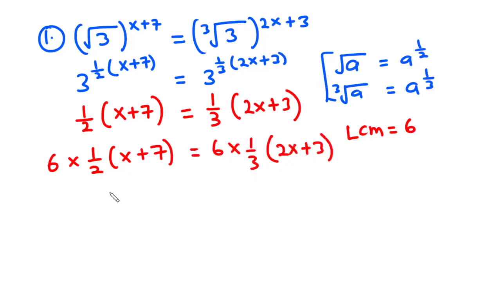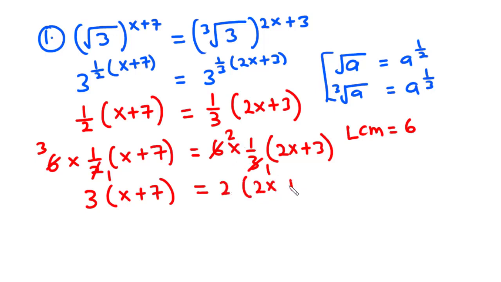Now let's multiply across. Now 2 goes into itself once, into 6 3 times. So we have 3 into bracket x plus 7, and here 3 goes into itself once, into 6 2 times. So we have 2 into bracket 2x plus 3. Then we are going to have 3 times x is 3x, 3 times 7 is 21, and then 2 times 2x is 4x, and then 2 times 3 is 6.